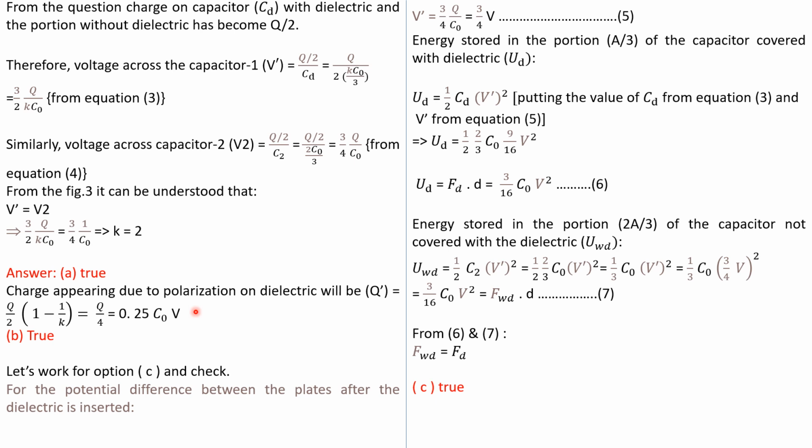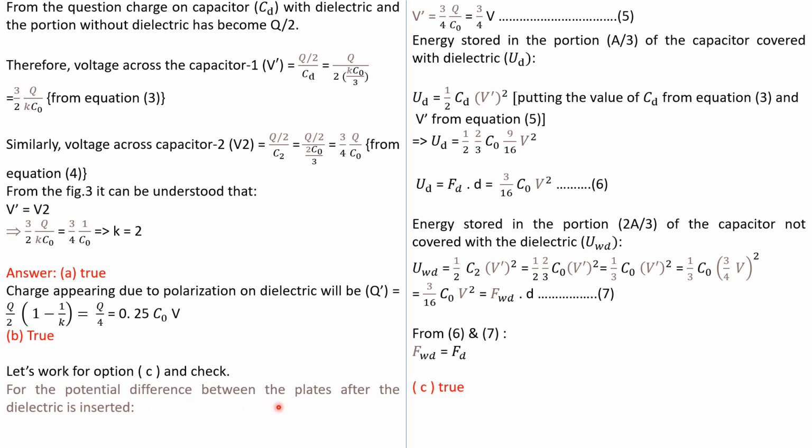Now we know the formula for the charge appearing due to polarization on the dielectric. If we say it as Q dash, it will be equal to the charge on the capacitor into 1 minus 1 divided by K. So upon solving we will get Q by 4, and putting Q as C naught into V, that is 0.25 C naught V. So option B is also true. Let's work on option C and check.